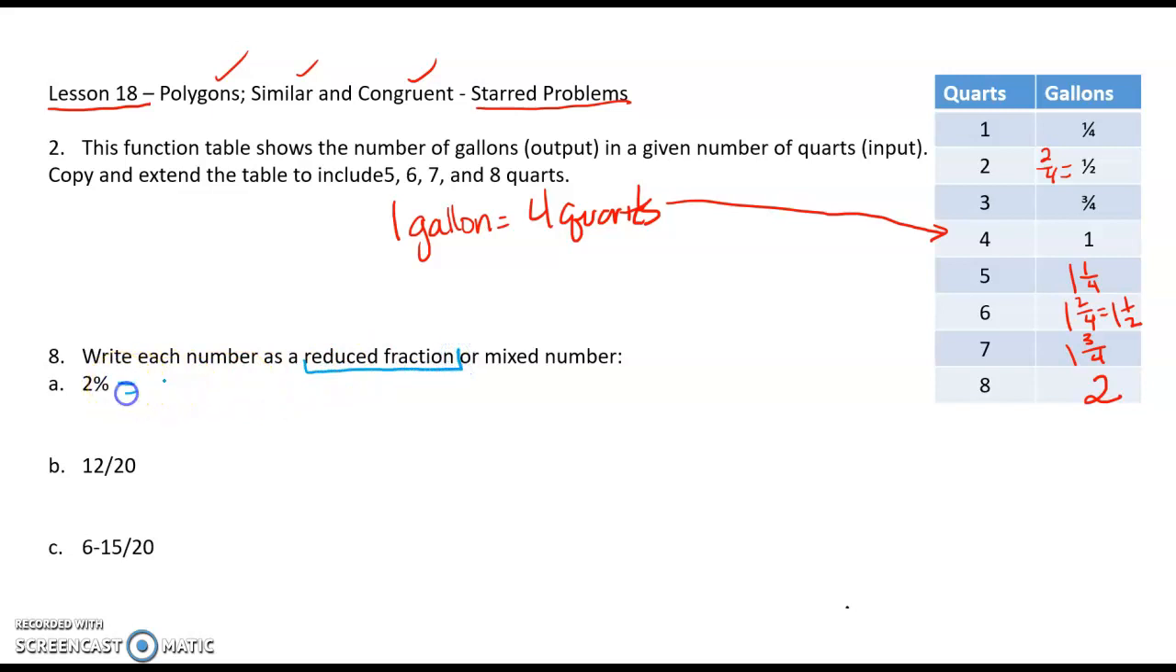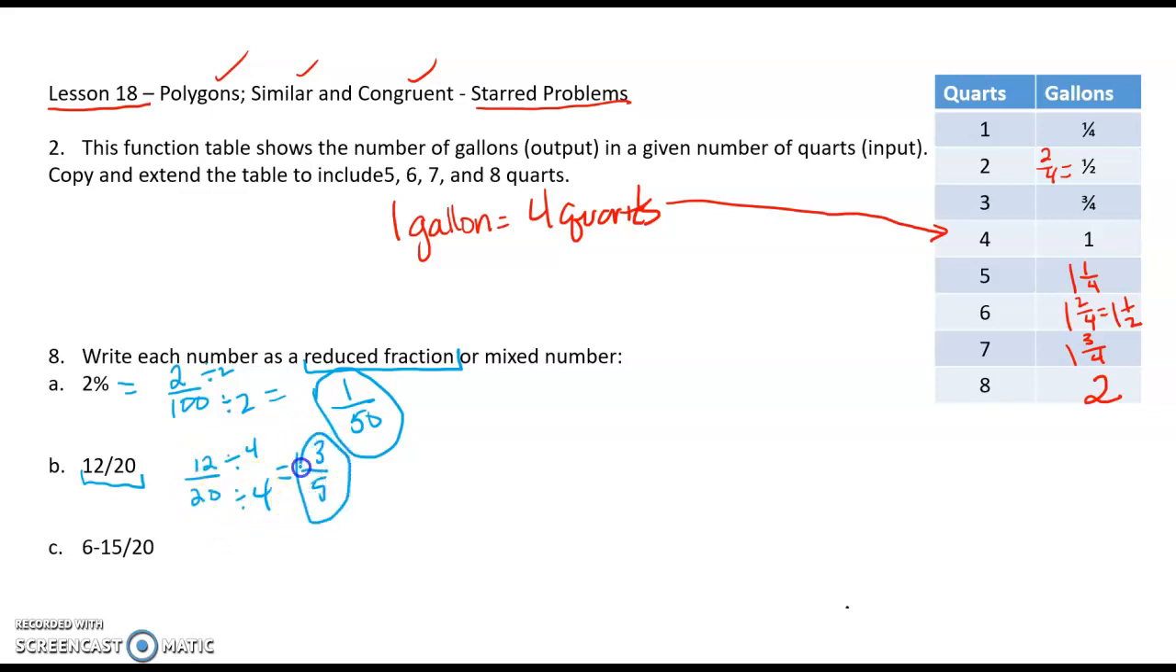Number 8, write each number as a reduced fraction or mixed number. So here I have 2%, which is 2 per 100, and I know that 2 will go into both 2 and 100, so 2 divided by 2 is 1. 100 divided by 2 is 50. That's our answer. Here, it might look kind of weird like this, so if I were to write it out, it looks like that. 12 over 20, so I know 2 will go into it. I think 4 will go into it. So 12 divided by 4 is 3, and 20 divided by 4 is 5, and that's as far as that's going to go.